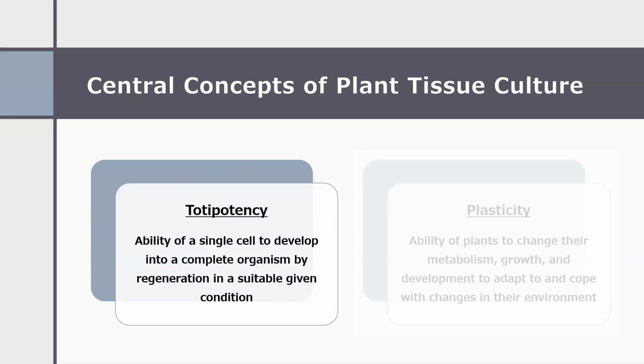Two concepts, totipotency and plasticity, are the central concepts to understand the regeneration potential of plant cell culture. Totipotency refers to the ability of a single cell to develop into a complete organism by regeneration, or to give rise to a whole plant, including metabolism, in a suitable given condition. Totipotent cells are cells that have retained the full genetic potential characteristic of the mature organism from which the cells were obtained, and thus enable them to divide and differentiate into a mature plant if placed in the appropriate environment or under favorable conditions.